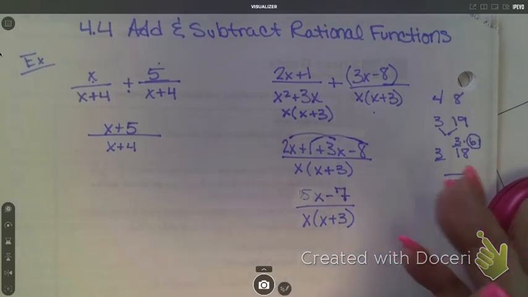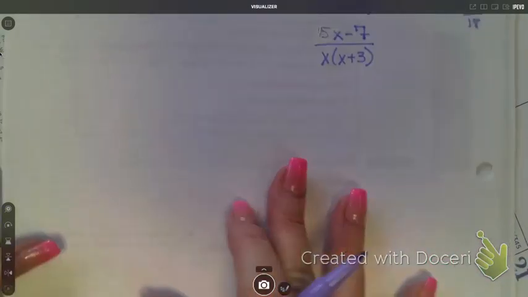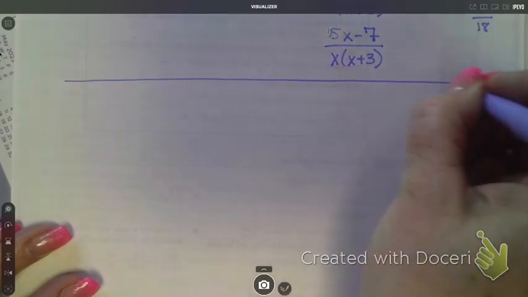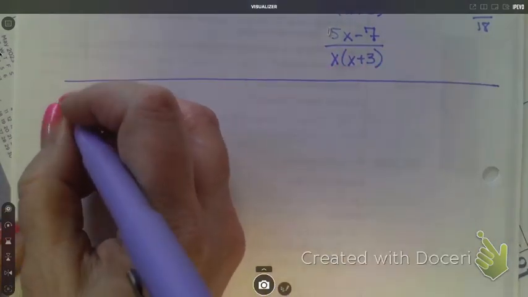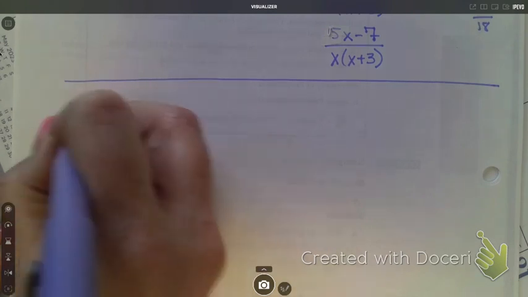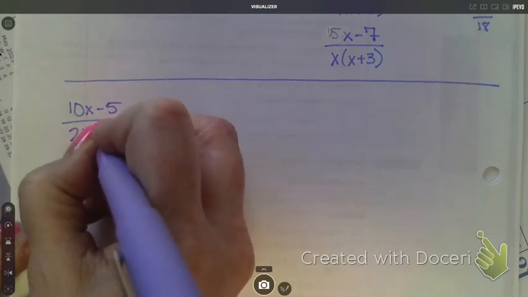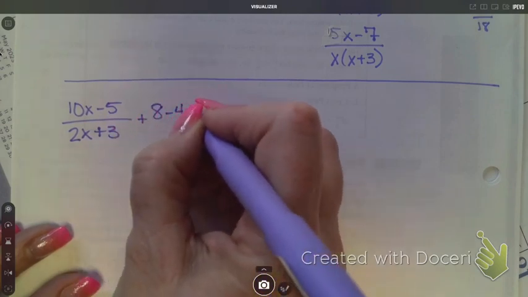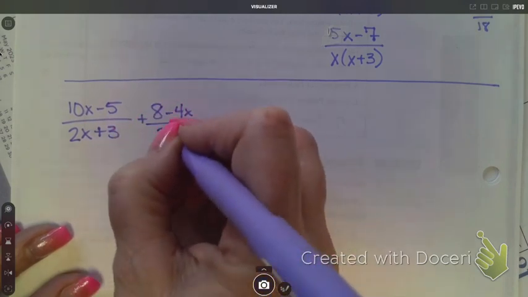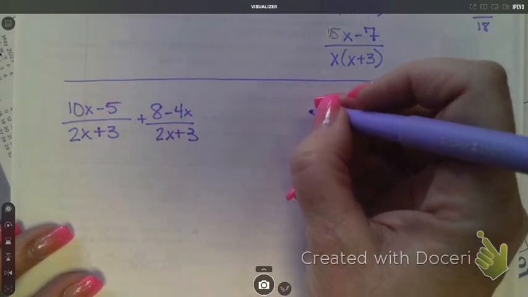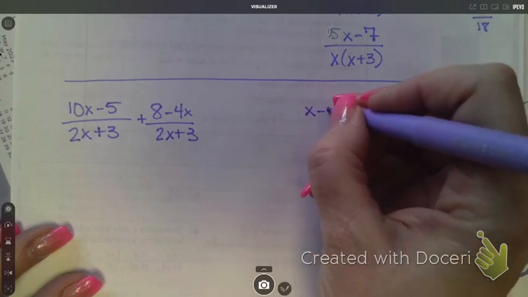Okay. Let's see. So I'm going to give you 2. And I think you can do these by yourself. So 10x minus 5 over 2x plus 3 plus 8 minus 4x over 2x plus 3. And I'll write the second one over here.